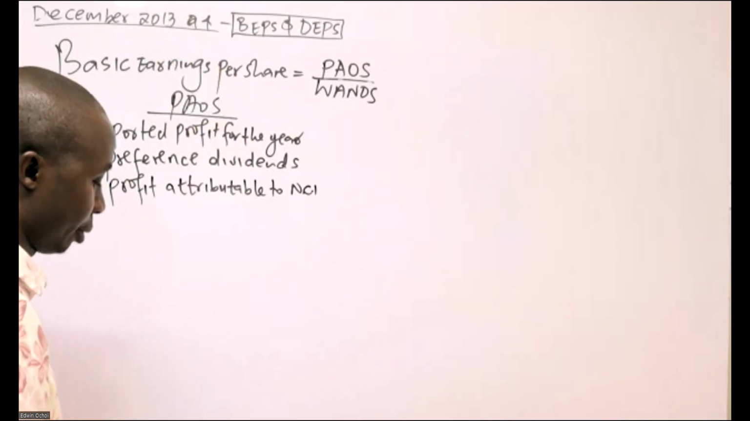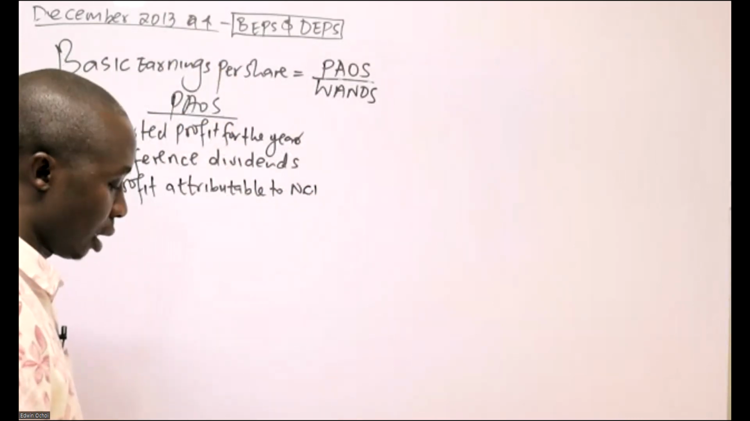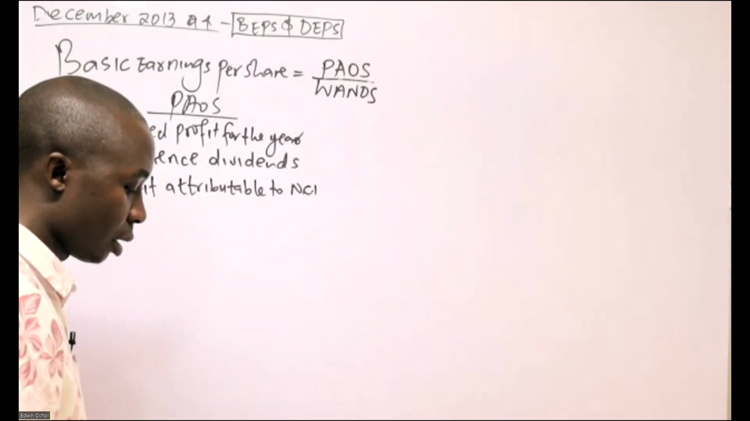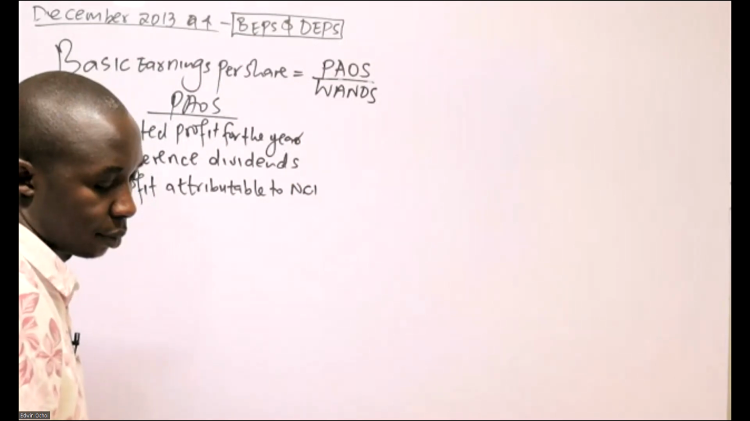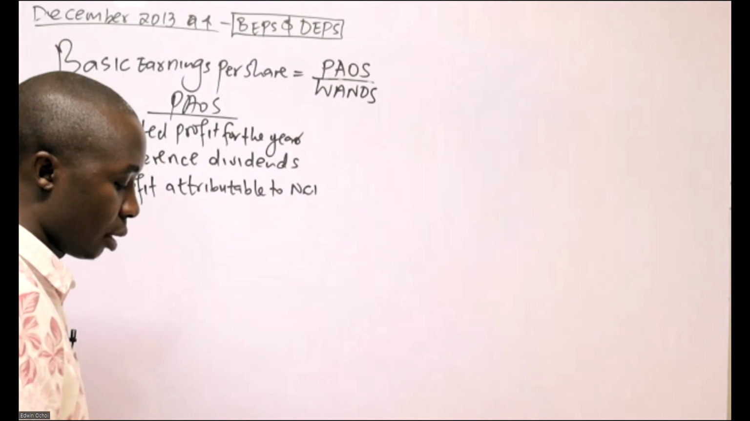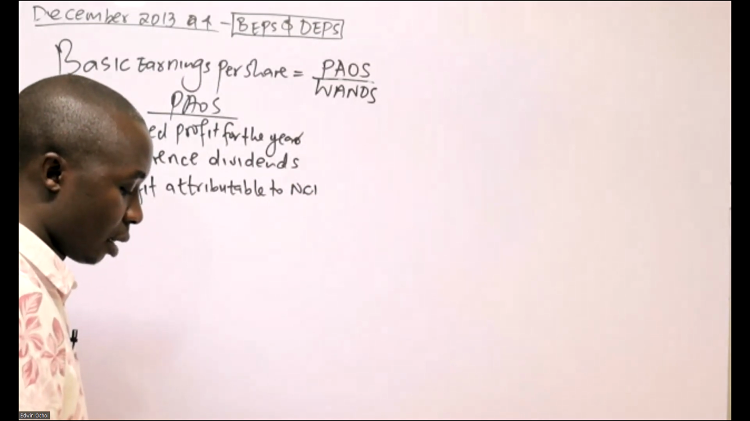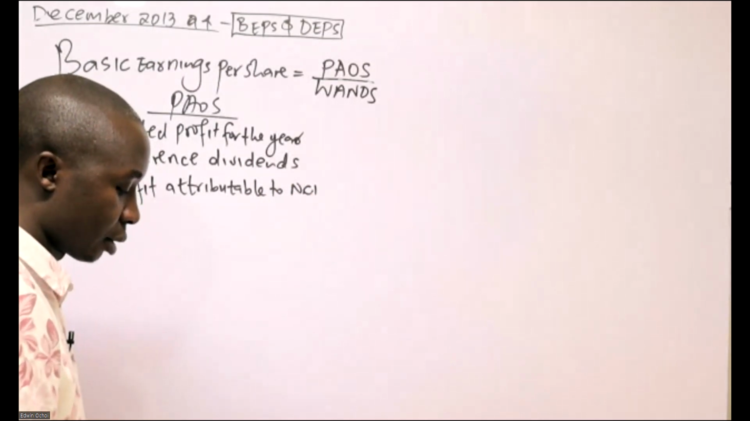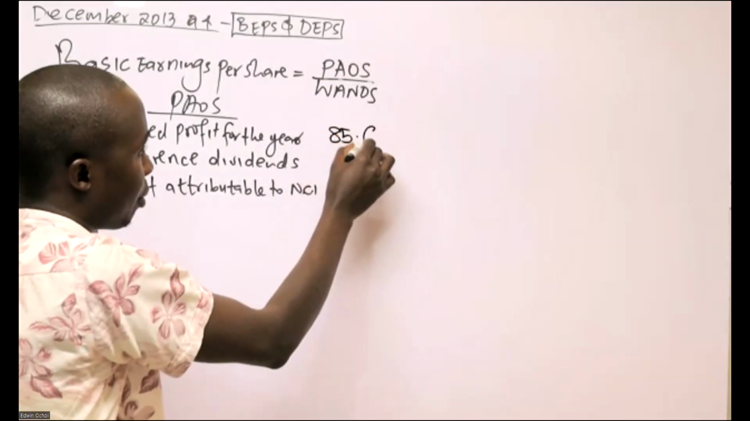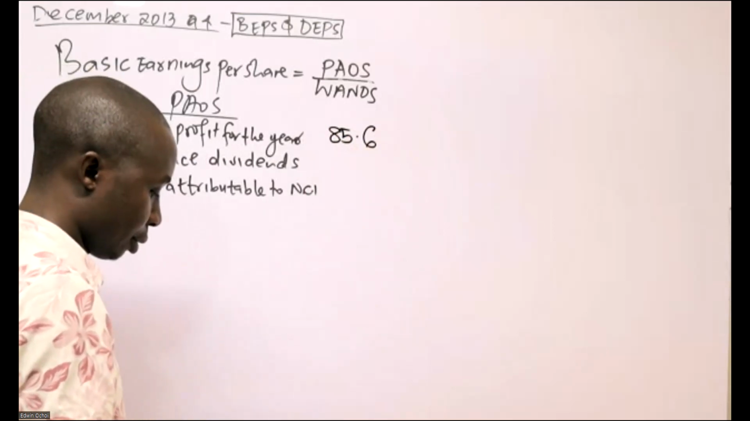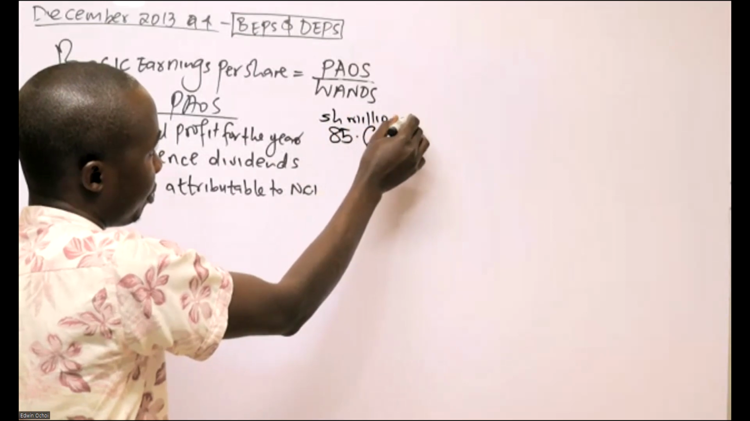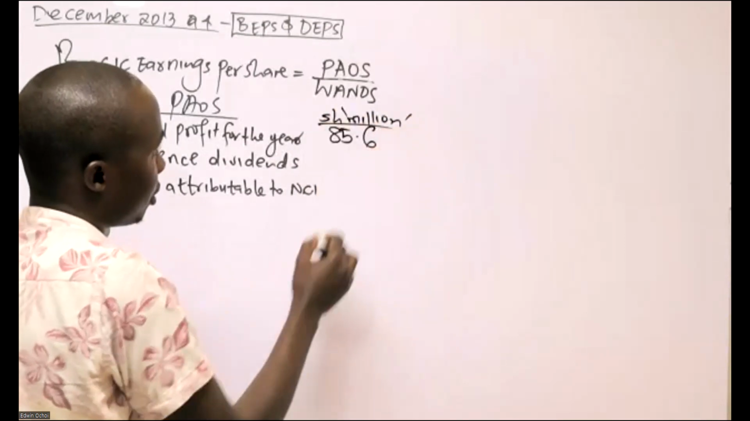So checking in our question number 4 in December 2013, under additional information number 1, they said during the year ended 31st March 2013, the company reported profit after tax of 85.6 million. So meaning that this is in shillings in million.